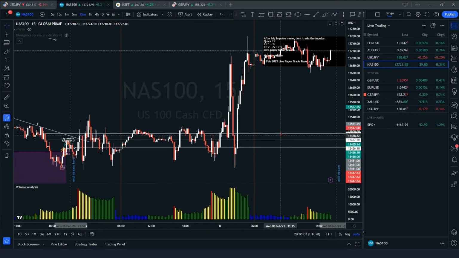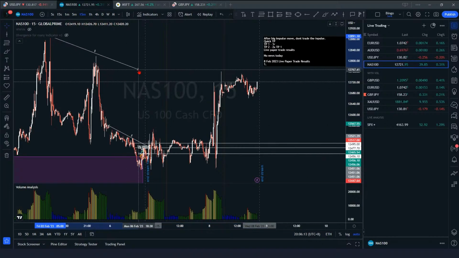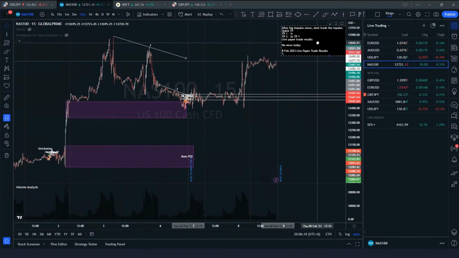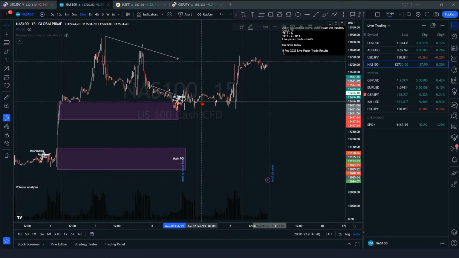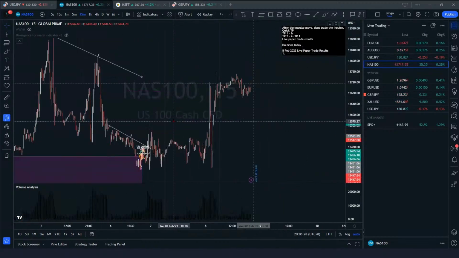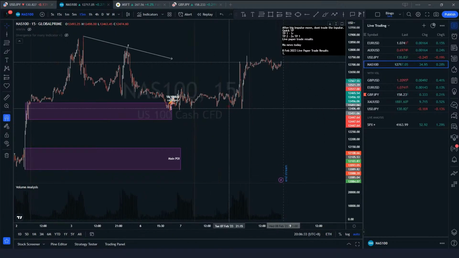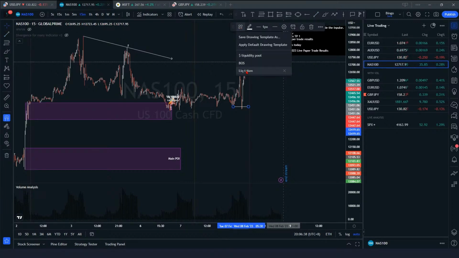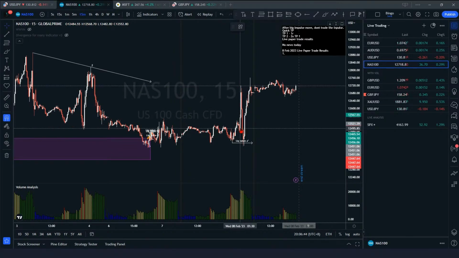Okay, let's do some analysis first. We have this sell side, buy side liquidity over here, not yet taken. Liquidity taken and we push up. We've grabbed liquidity over here before pushing up. So right now we see this impulse.